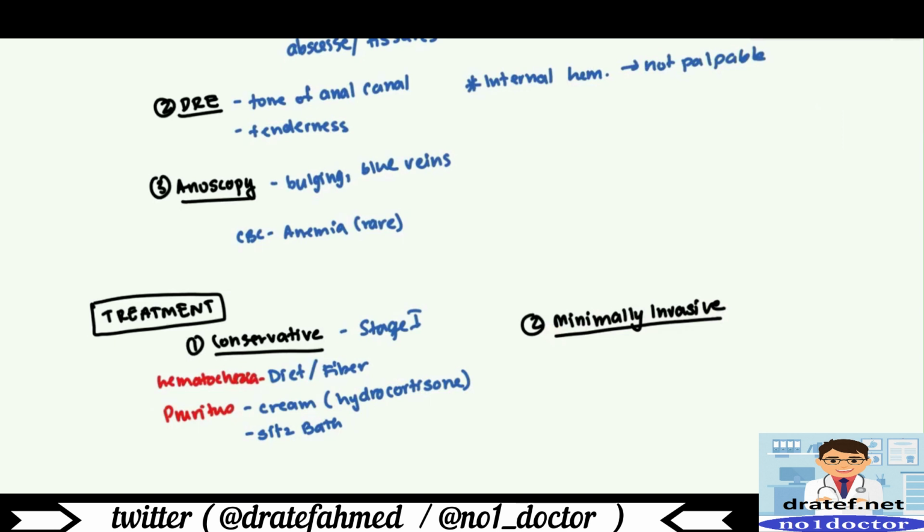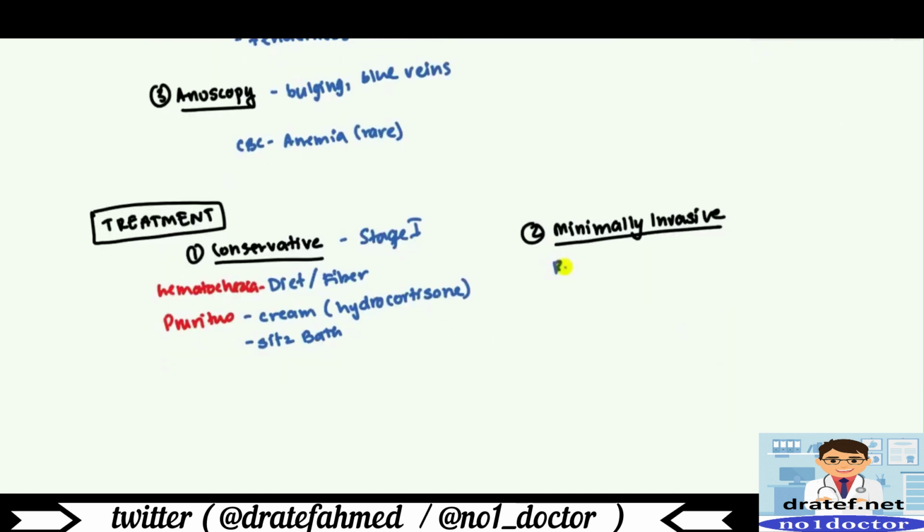The most common, most popular one is the rubber band ligation. Rubber band ligation can work for stage 1, 2, or 3. However, it doesn't work for 4.